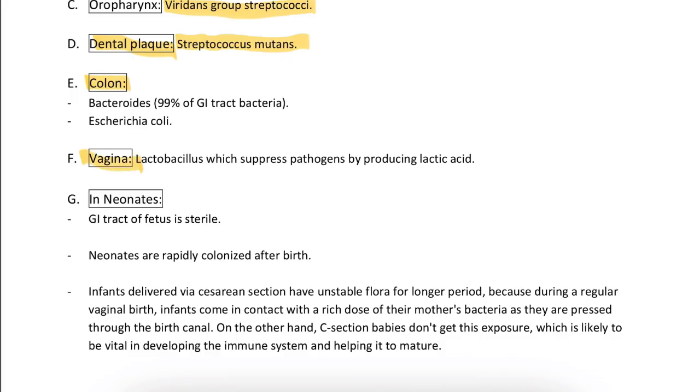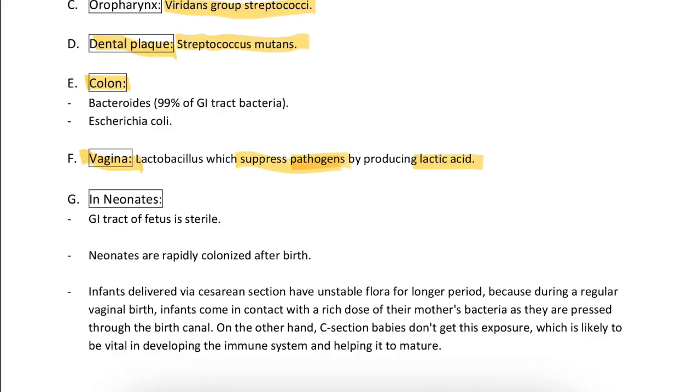Next one, vagina. The vagina is dominated by Lactobacillus. It produces lactic acid, which inhibits pathogens, or you can say it suppresses the pathogens.